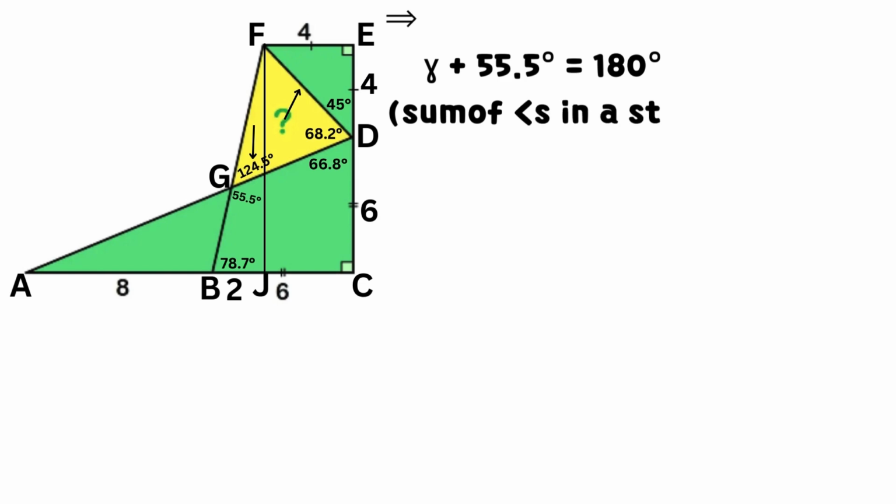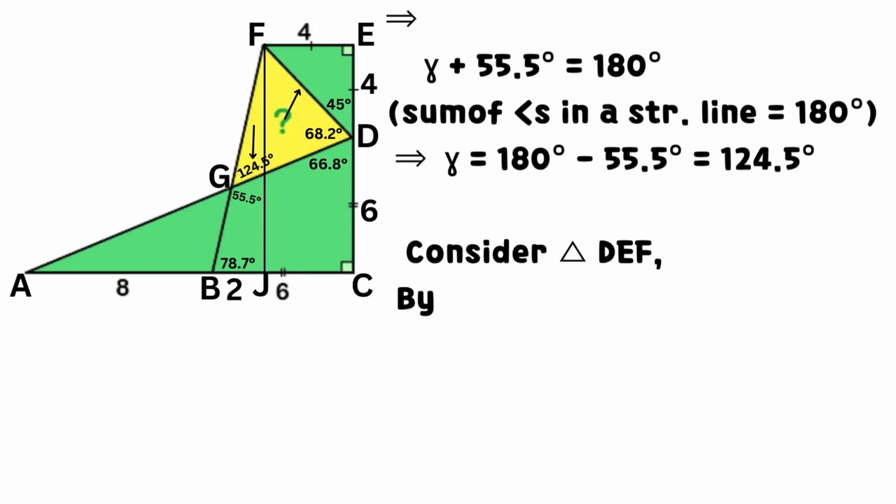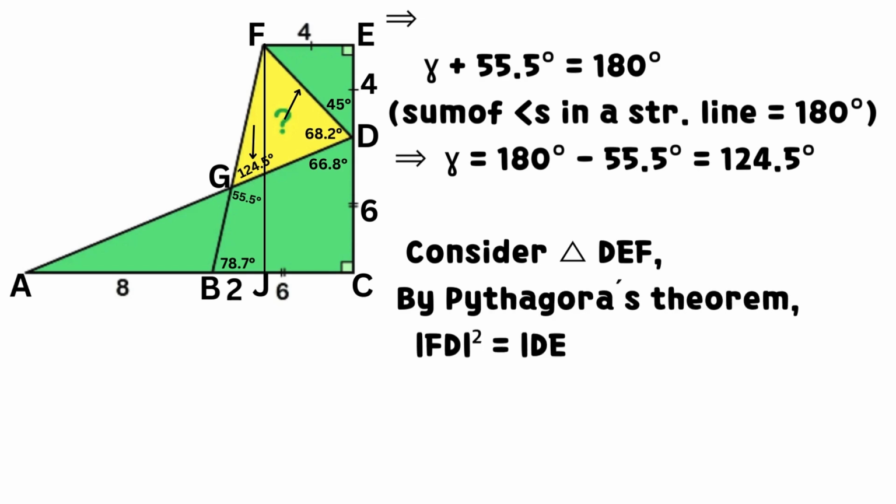Thus, the sum of angle gamma and 55.5 degrees equals 180 degrees. Solving for gamma, we obtain that angle gamma equals 124.5 degrees. Consider triangle DEF.